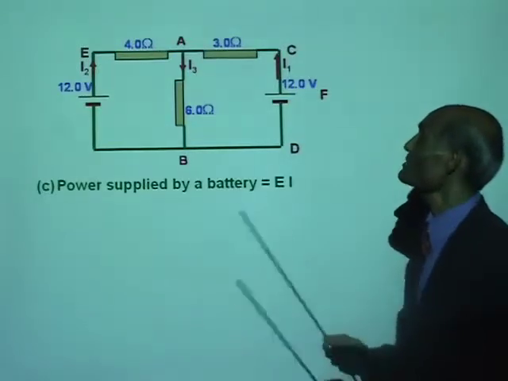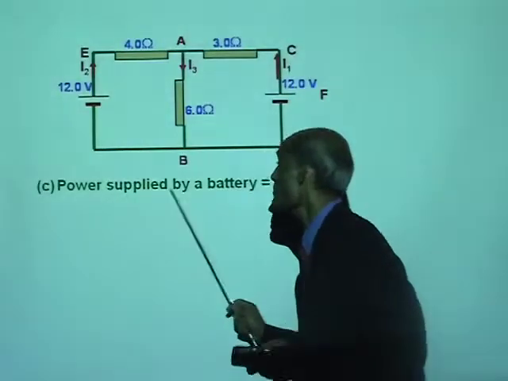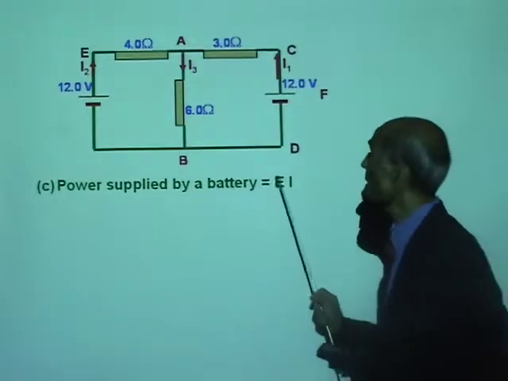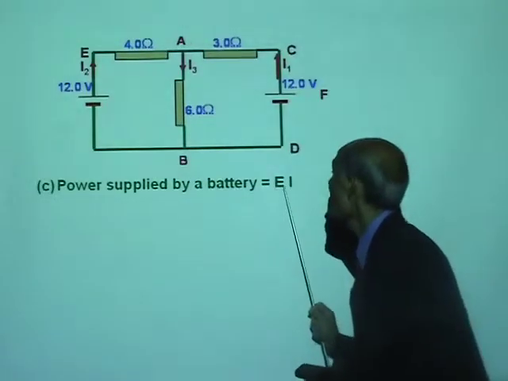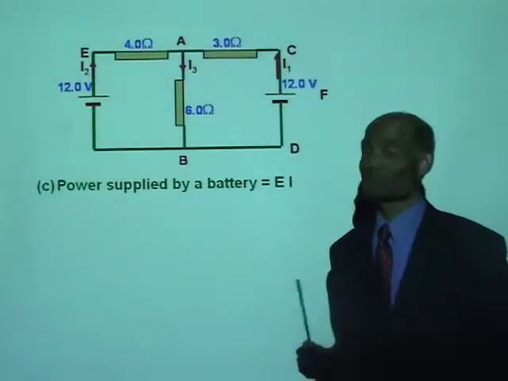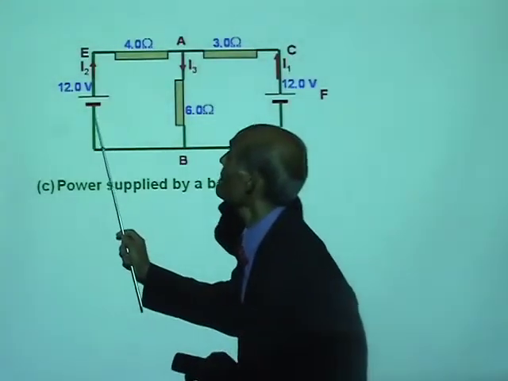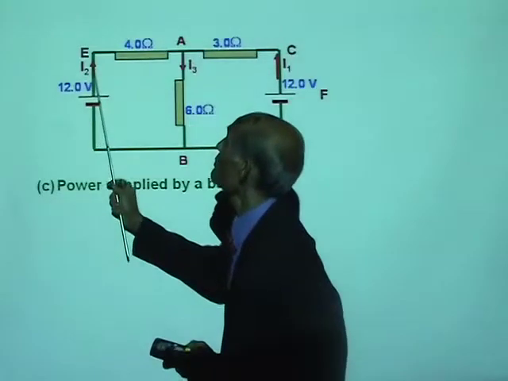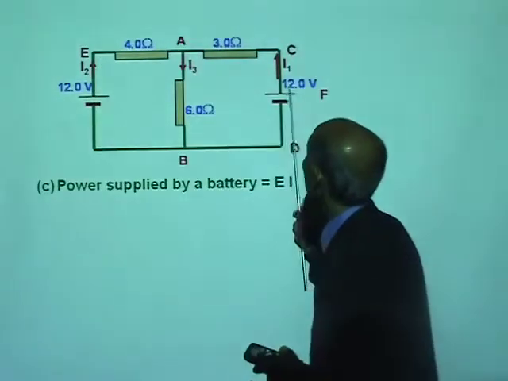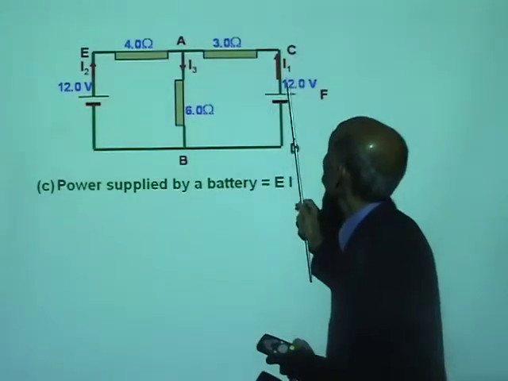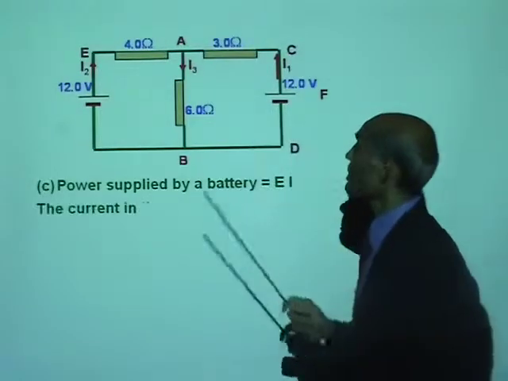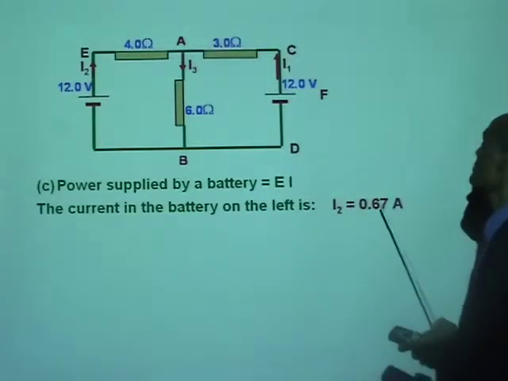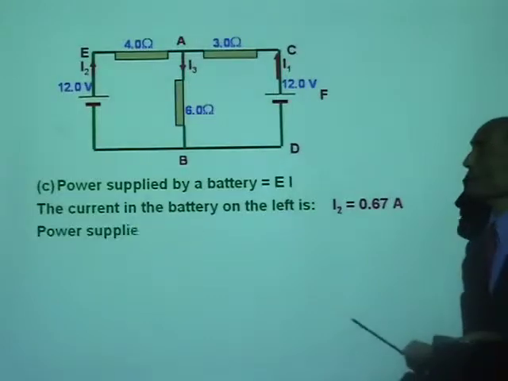What is the next thing that we need to find? We need to find the power supplied by the batteries. Now, power supplied by a battery is its EMF multiplied by the current. Well, we know the EMF of the first cell. We know the current that flows through it, that's I2. We know the EMF of the cell on the right, and we know the current that flows in it. The current in the battery on the left is I2 equal to 0.67 ampere.